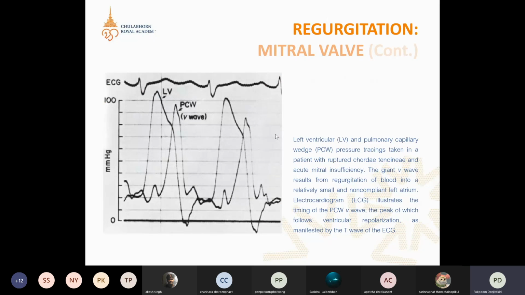Here is an example of another mitral valve regurgitation from chordae tendineae rupture. You will see that it is very severe, because it causes a very big giant V wave here. Okay.